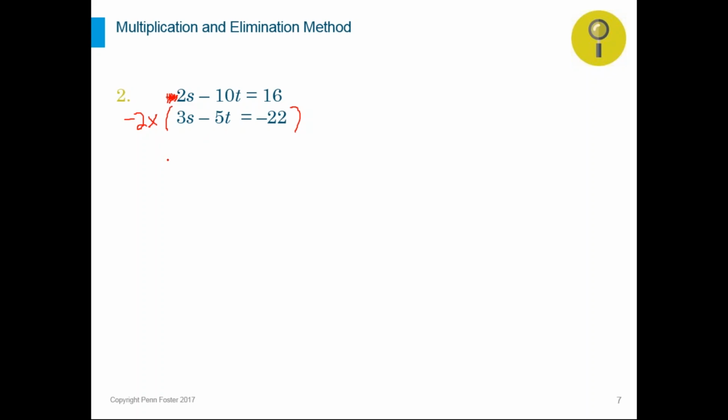Now rewrite the first equation as is. We did not do any changes here. 2s minus 10t equals 16. The next one, we need to multiply every single term in the equation times a negative 2. Negative 2 times 3 will give you negative 6s. Negative 2 times a negative 5 is a positive 10t equals negative 2 times a negative 22, which is a positive 44.